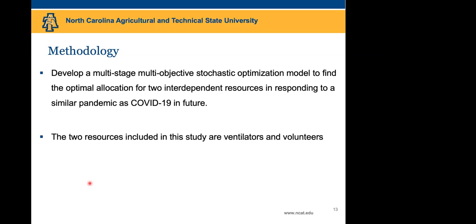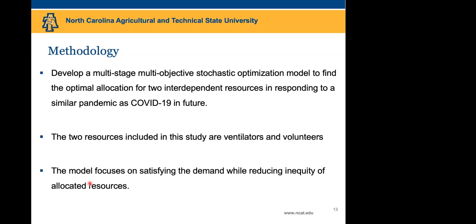The two resources that we're focusing on here, as we mentioned, are ventilators and volunteers. The model will focus on satisfying the demand while reducing the inequity of allocated resources. So why are we focusing on inequity here?